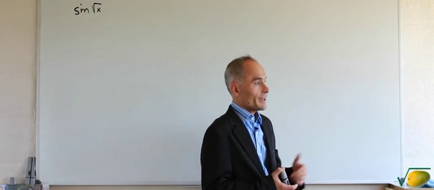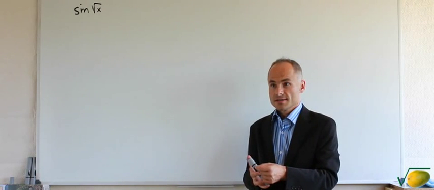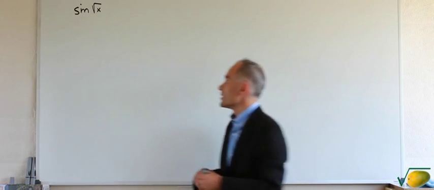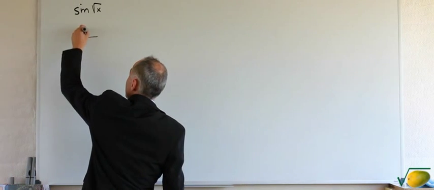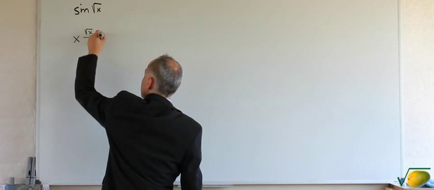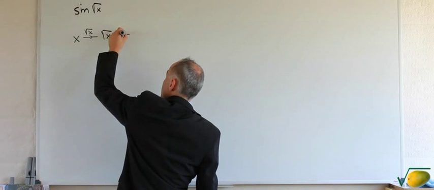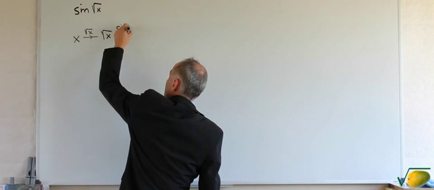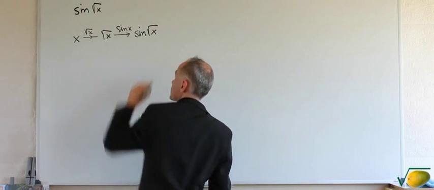On your calculator, if you have an old calculator, you would probably hit 2, the square root of x, and then sine. So let me write down this process. You start with 2, then you apply the square root function, and then you get the square root of x, and then you apply sine to get sine of the square root of x.